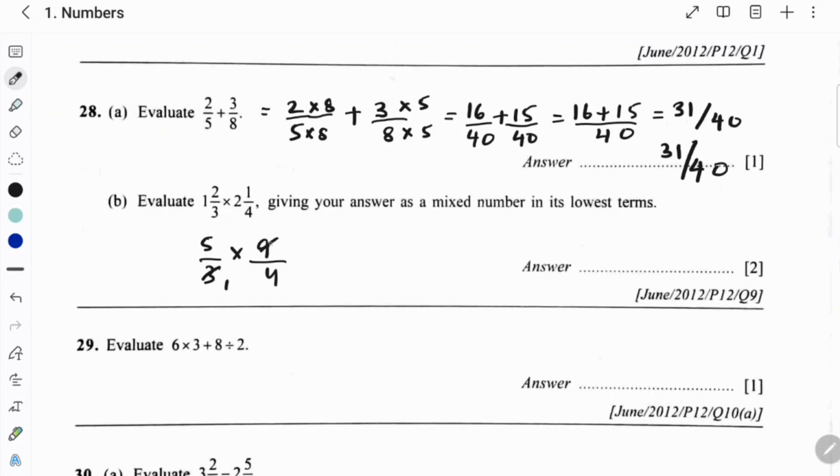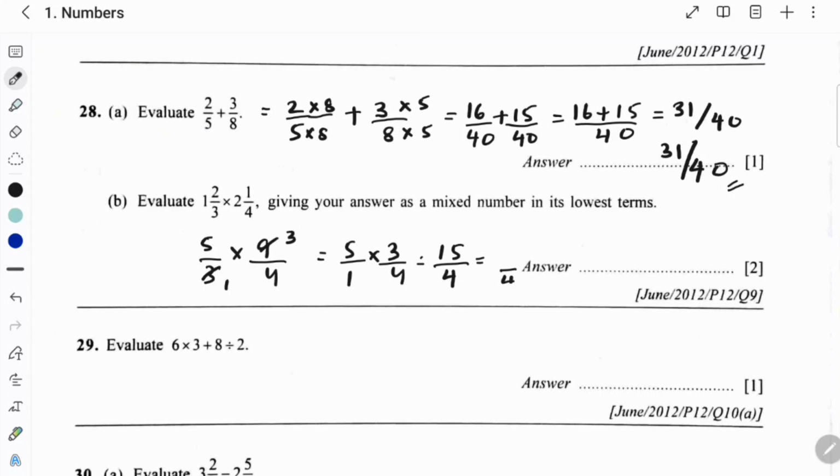You can cancel 3 and 9 with the 3 times table. So 5 times 5 over 1 multiplied by 3 over 4. So 5 times 3 is 15 upon 4 is the answer. In this question, we need to change into the mixed number because the numerator is more. In the previous part, you can see the denominator is more, so we cannot change into the mixed number.